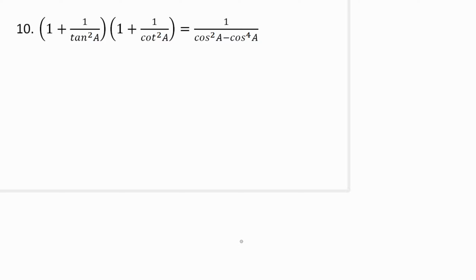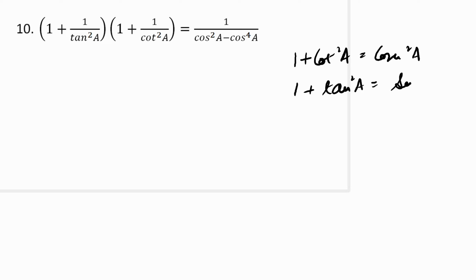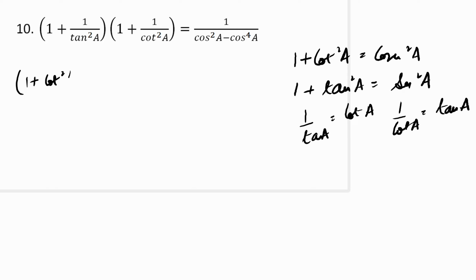See, we know that sec A can be written in terms of cosec A, and tan A in terms of cot A. So we will try and use identities. 1 + cot square A is equal to cosec square A, and 1 + tan square A is equal to sec square A. We also know 1 upon tan A is equal to cot A. Similarly, 1 upon cot A is equal to tan A. So what can I write?